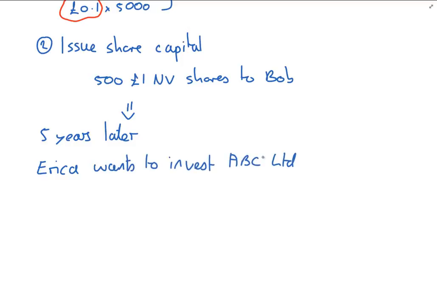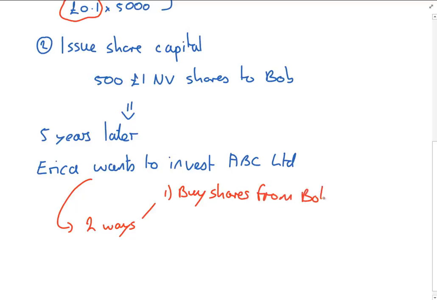Over those 5 years, ABC has generated profits and it's grown, but it's still owned and run by Bob. So, how could Erica invest in ABC? Well, I think there's probably 2 ways. The first way is to simply buy shares directly from Bob.